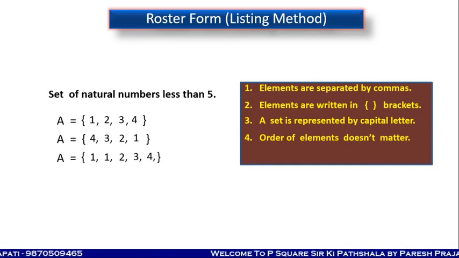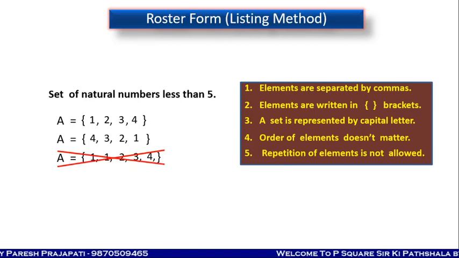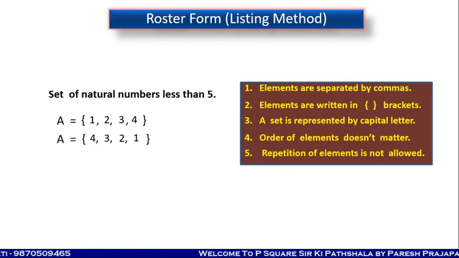Next one, if I write the set as 1, 1, 2, 3, 4, what am I doing here? Here I have repeated the elements. So in a set, repetition of elements is not allowed. You have to write each element only one time. So this thing is not possible in a set. So these are the rules that you have to follow while writing in the listing method.